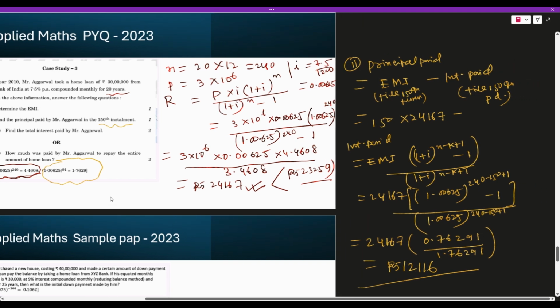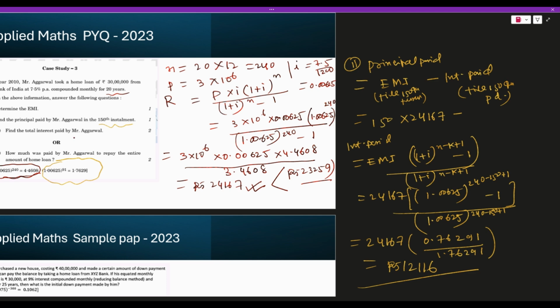The third part of the question. How much total interest paid? This part I can do here only. This will be what? N into R minus P. This is 24167. N is 240. This minus P, that is 3 into 10 to the power 6. I have written this manner. And this is coming rupees by calculator 25 82160. Okay? You understand? Till third part I have done.